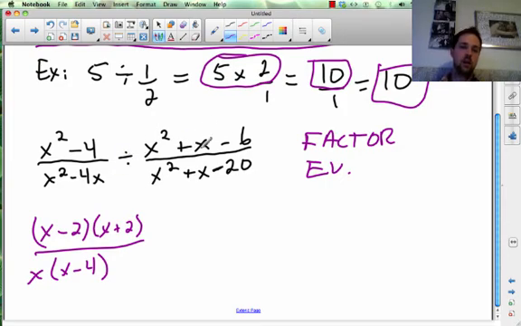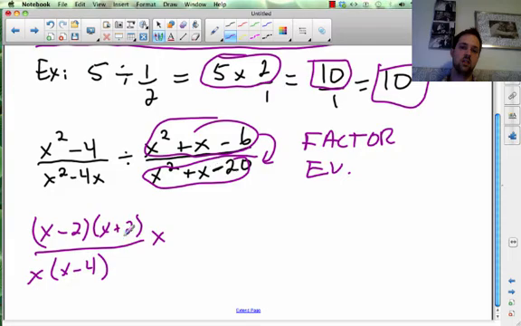Instead of dividing, we are going to multiply by the reciprocal, so we just take the entire thing and we trade places with this entire thing. So now in the numerator we have x squared plus x minus 20, so two factors that multiply to give you minus 20 and add up to positive 1 would be x plus 5 and x minus 4. So that now becomes the numerator.